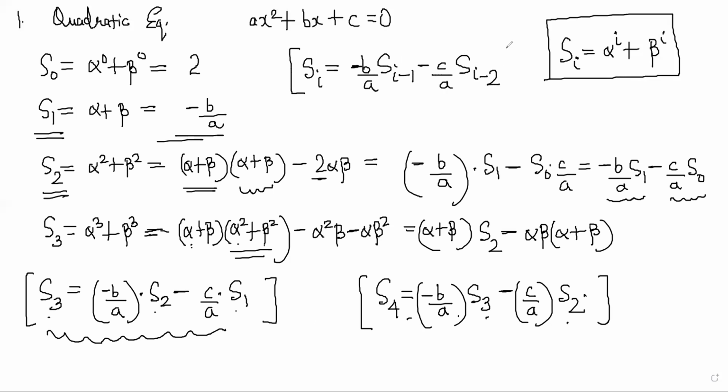So this is a recursive relation that gives you the value of the powers of the roots, right? Let's do a typical example. Let's say x squared minus 3x plus 2 is my quadratic. I know the roots already. I've chosen the quadratic so that the roots are simple, 1 and 2.